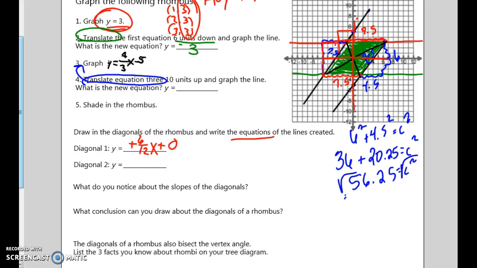What about the other diagonal? That's this one right here. Is it a positive slope or a negative slope? A negative slope. And it also goes through 0, 0. Would you agree? And then my slope is what? How many up and over? It's negative what, though? So I'd have to go down 6 and over 3. Down 6 over 3.